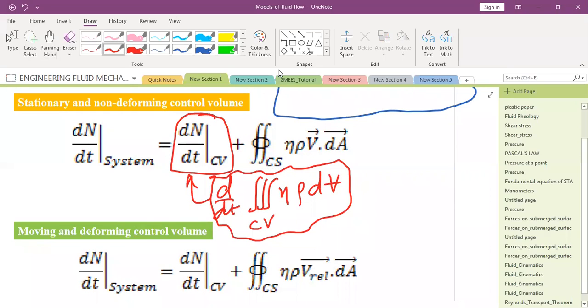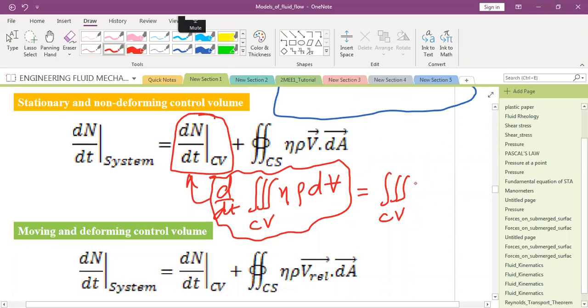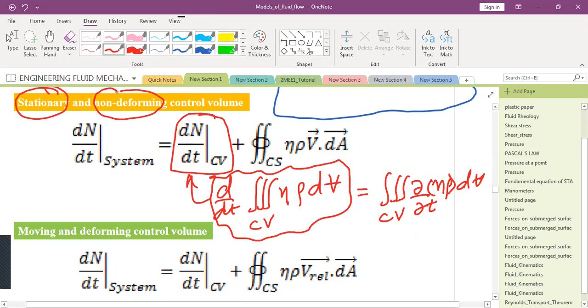Now please try to see. I am writing this as the triple integral over the control volume of curly d by curly dt of n rho dV. That is, I have taken this sign inside the integral and the total derivative has got converted to a partial derivative. This kind of transformation is only possible if the control volume is stationary and non-deforming, and I will let you know why.